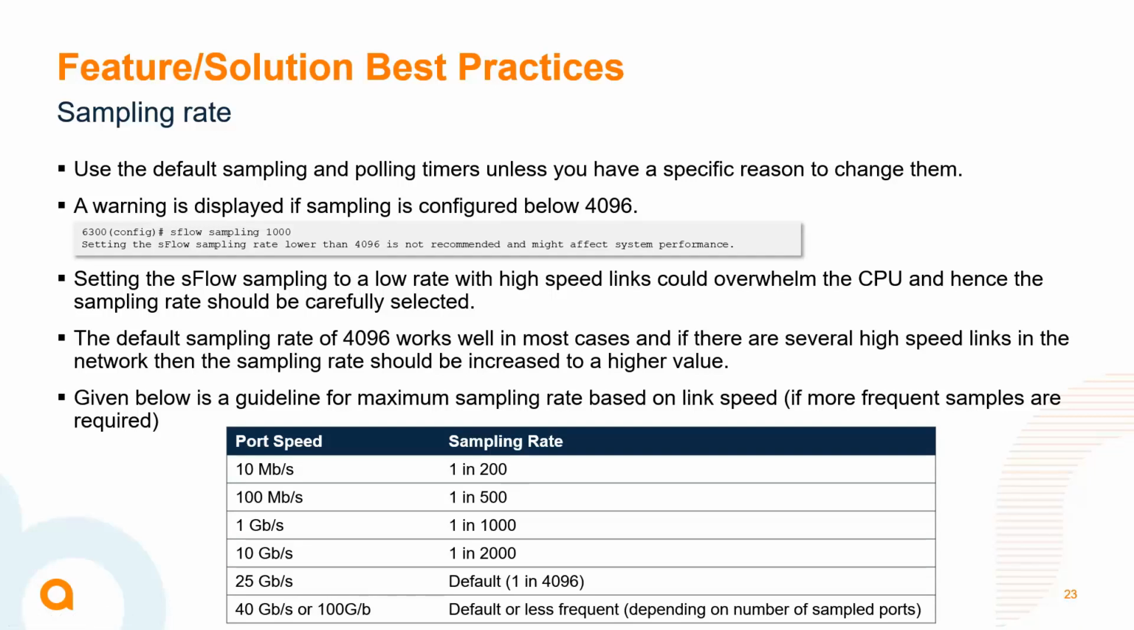Setting the S-Flow sampling to a lower rate on a very high-speed link could have a really high impact on the CPU. So for very high-speed links like 40 gig or 100 gig, we may even ask to minimize the sampling rate.